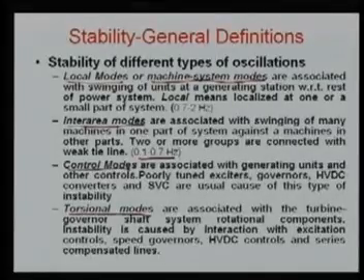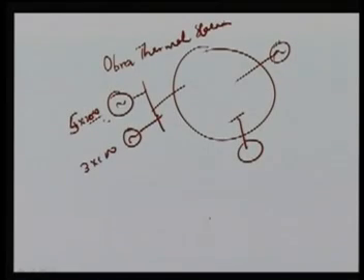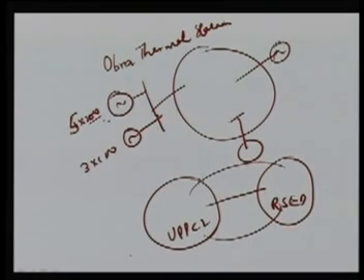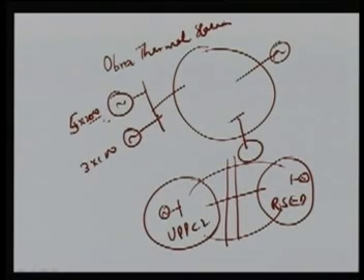To understand this, for example, let us suppose we have one area here and another area here, say UPPCL here and the Rajasthan State Electricity Board here, and several lines connect them. So, there is a possibility that the generators in this area and the generators in the other area are oscillating against each other. So, it is inter-area, and this is due to the weak tie line between these two neighbors. So, it is called inter-area modes of oscillation.